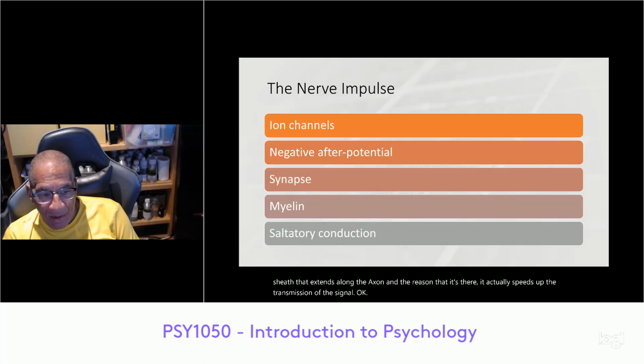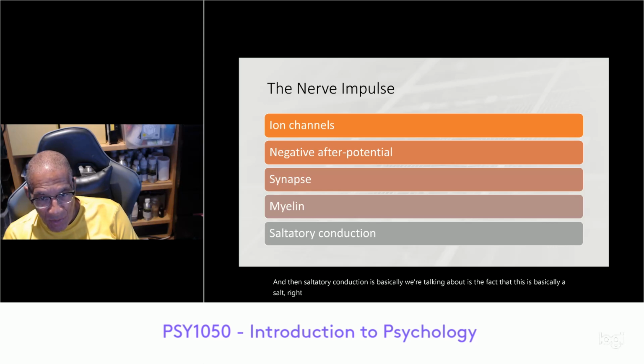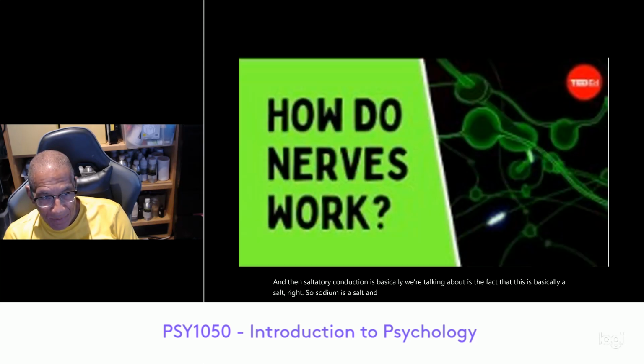And then saltatory conduction is what we were talking about, is the fact that this is basically a salt, right? So sodium is a salt and potassium is a salt.